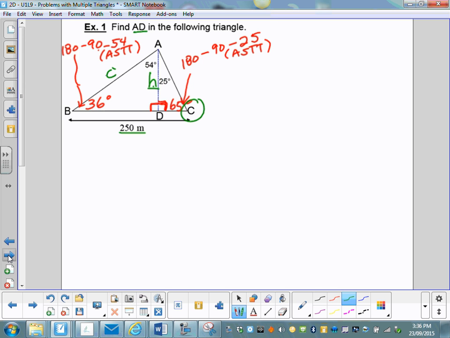So, in triangle ABC, I'm going to use sine law to find side C.